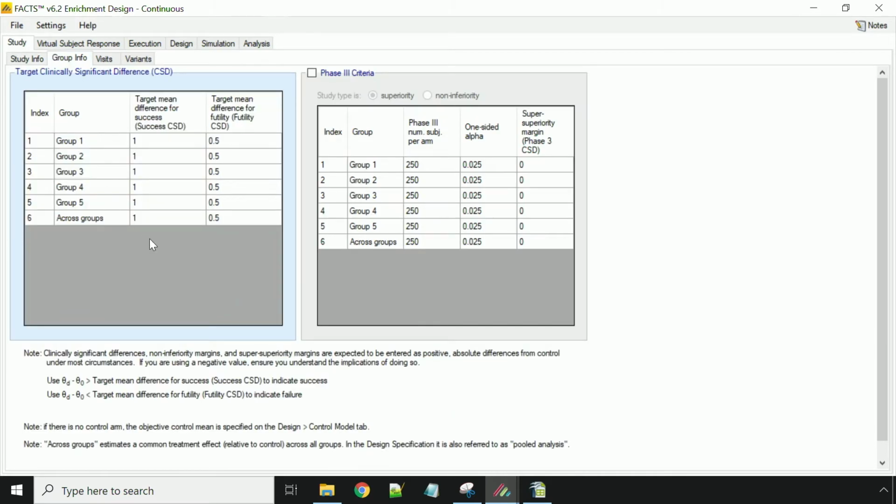On the next tab, we're going to specify some rules about how we're going to analyze the data. So we're not going to use the Bayesian posterior probabilities with their clinical significant differences. We're going to make all our decisions based on how well we think a particular population is going to do if we test the treatment in it in phase 3. And so we need to give it the outline properties of this phase 3 trial so we can calculate our probability of success in it.